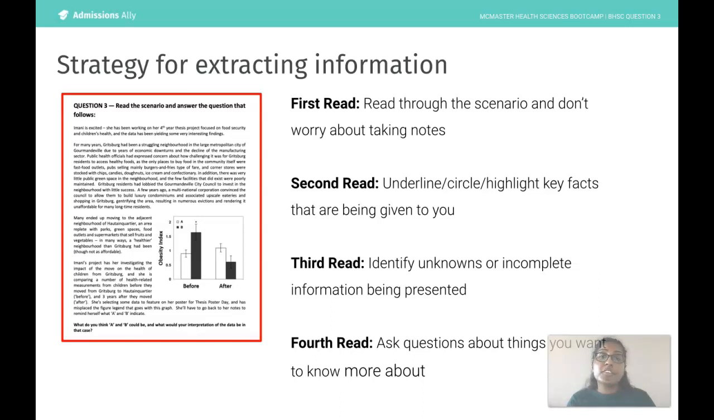So one of the first things you can do when you're first reading is read through the scenario. Don't worry about taking any notes. When you're on the second read, underline, circle, or highlight some key facts that are being given to you. When you're on the third read, now try to identify some unknowns or some incomplete information that's being presented, because by now you should have a good idea of the entire context of the text. And by the fourth read, you should be asking questions about things that you want to know more about.